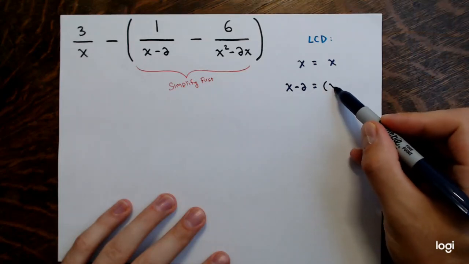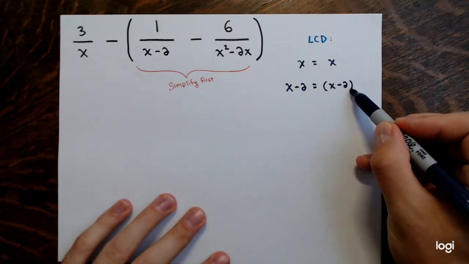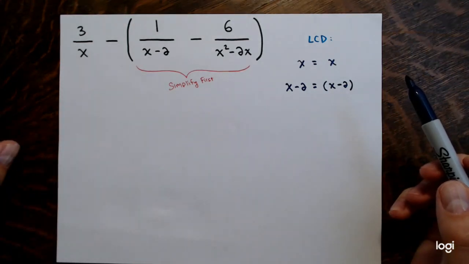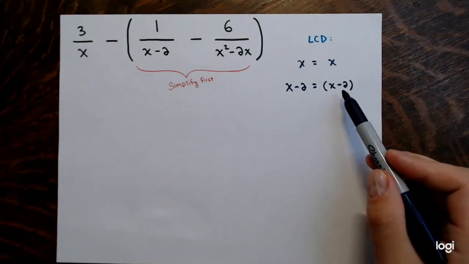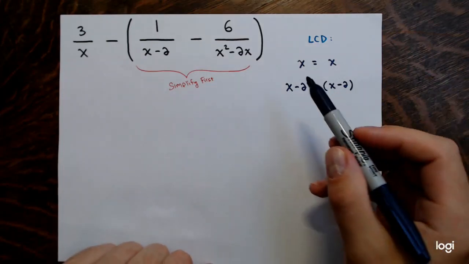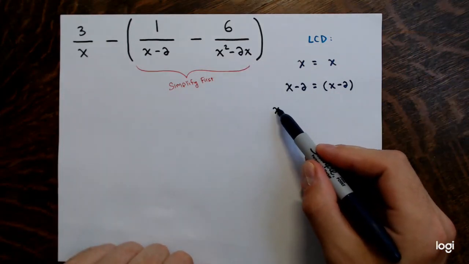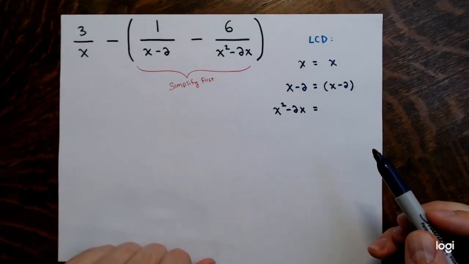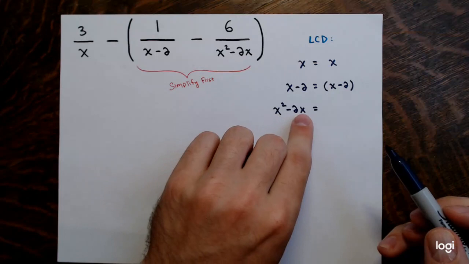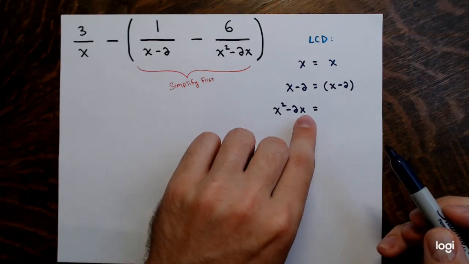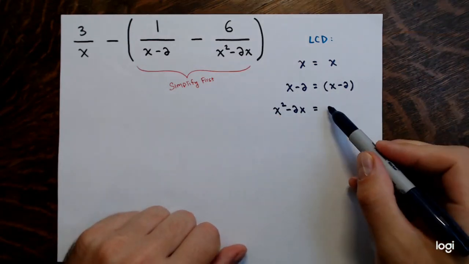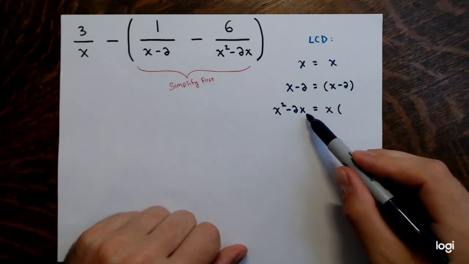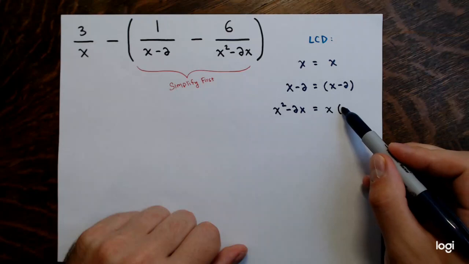And again, I'll put this in parentheses just because it has multiple terms. But there's the factorization of x minus 2. It's just simply the one factor, x minus 2. And the other denominator, x squared minus 2x. Now this one, look at the two terms. What they have as a common factor is x. So I factor x out. So you have x times, and then another factor. When I remove the factor of x, what's left over would be x minus 2.